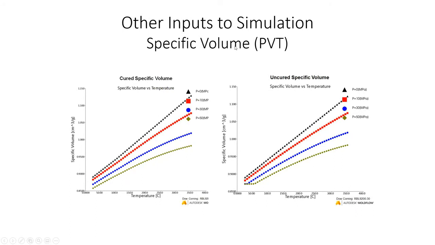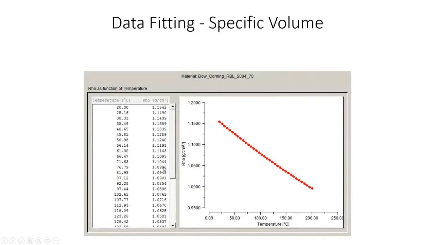Remember, I told you PVT is very important. So we need the specific volume relationship with temperature and pressure. That's not coming from the rheometer. It's coming from other test equipment. So we send out to a third-party lab and we get this data and we look at the cured specific volume and the uncured specific volume, because it is slightly different. And that's very important.